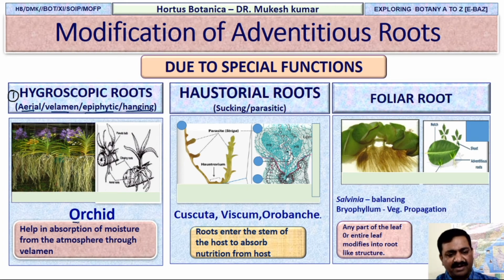So this is very common in orchids. See the very beautiful diagram, how it is hanging here, but still alive, having beautiful flowers. So what happened? These roots which are formed in air help in absorption of moisture from the atmosphere through filament tissues, right?